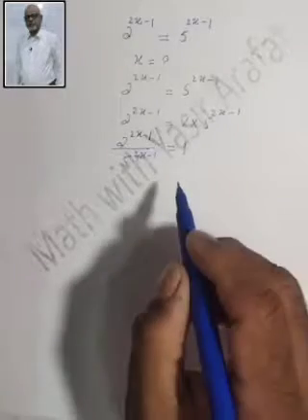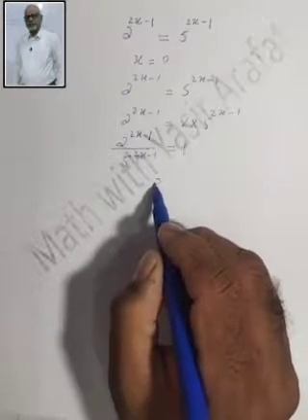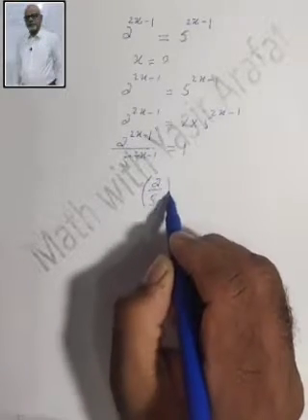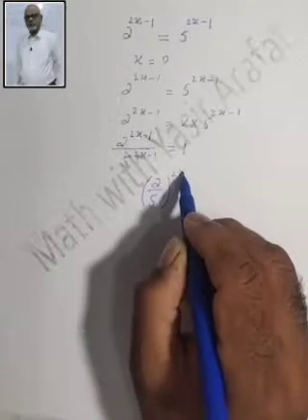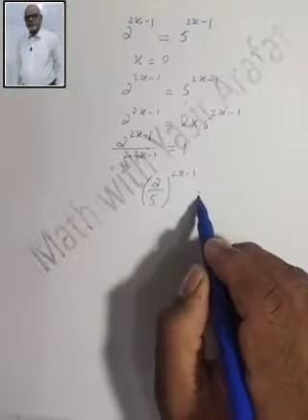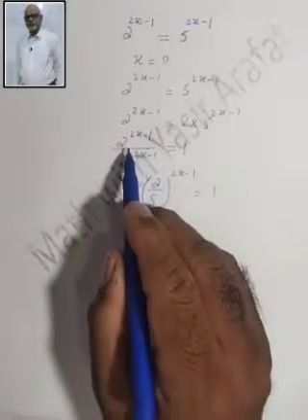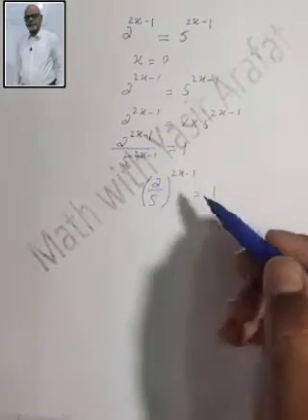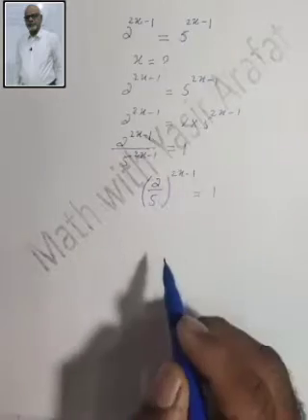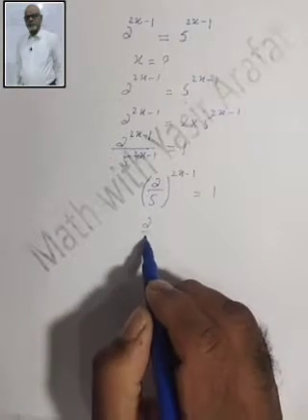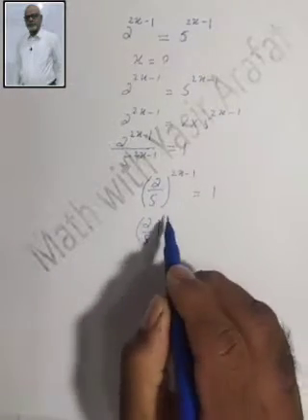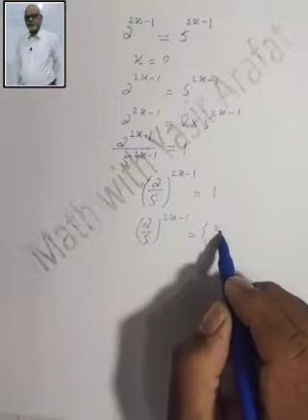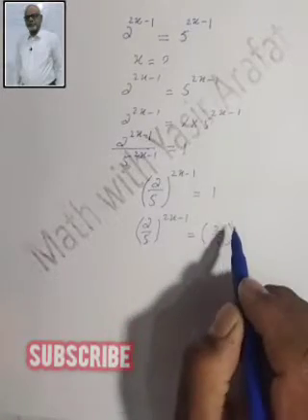So here we can write down (2/5) the whole power (x-1), it is equal to 1, because we have 2 power x-1 and 5 power 2x-1 with the same power. We have to write down 2 over 5 with the single power. So this is 1. We can write down here (2/5)^(x-1) it is equal to (2/5) with whole power 0.